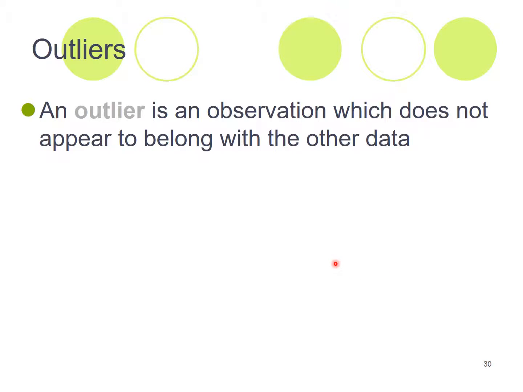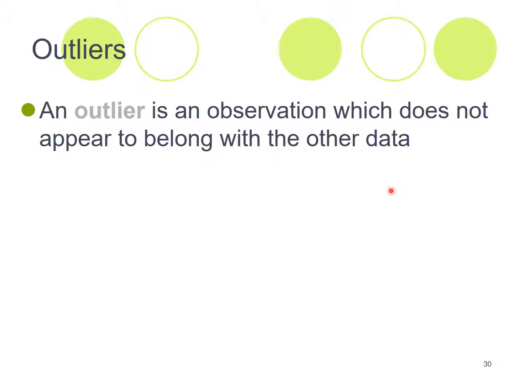An outlier is an observation that does not appear to belong with the other data. Okay, so for example, if you were asking people how many siblings, brothers and sisters, they had, and most people were saying 1, 2, 3, 4, 6, 3, 1, 7, and one person said 58. Gosh, that's an unusual piece of information. That's an outlier, an observation that does not appear to belong with the other data.